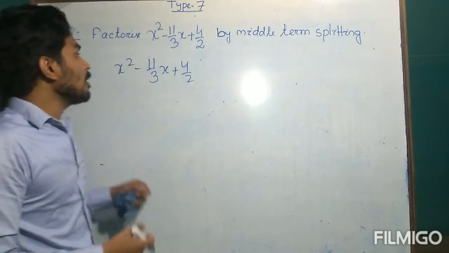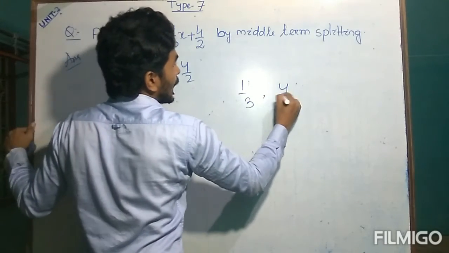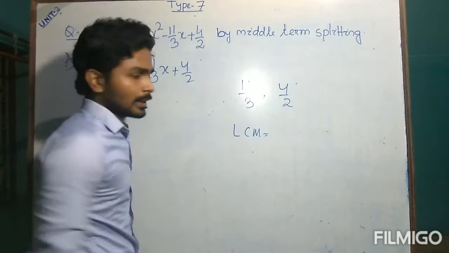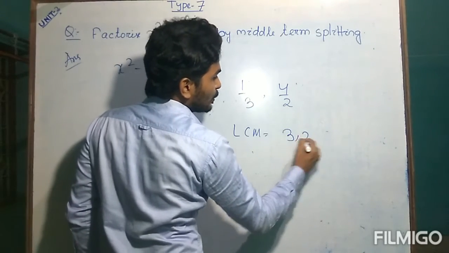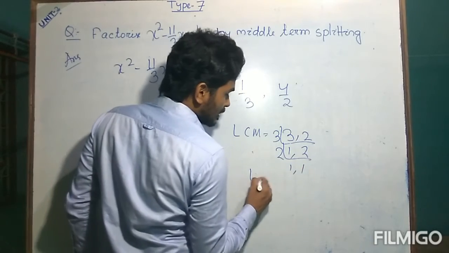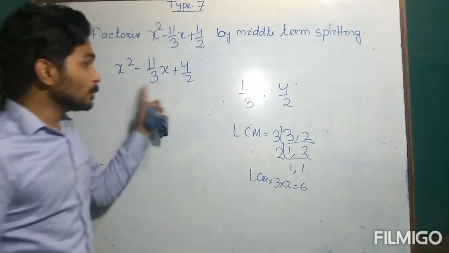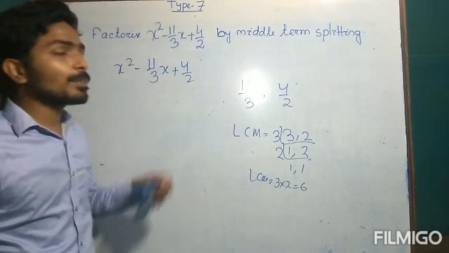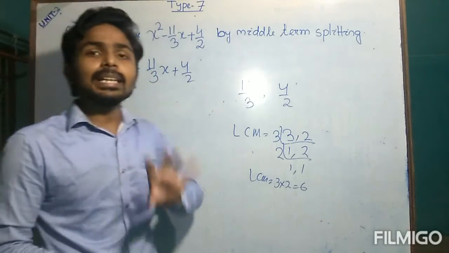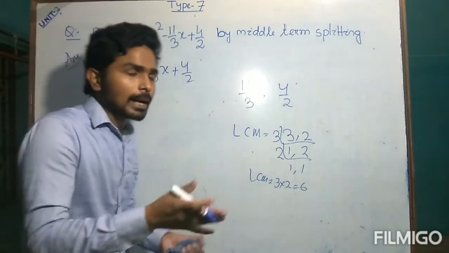Okay, how? First we have to write down the fractional part, and then we have to find the LCM of their denominators. 3 and 2: 3 1 2, 2 1 1. So the LCM is 3 into 2, which is 6. We do this in order to make this quadratic polynomial into a simple quadratic polynomial, so that the middle term is an integer and it is easy to split into two parts.